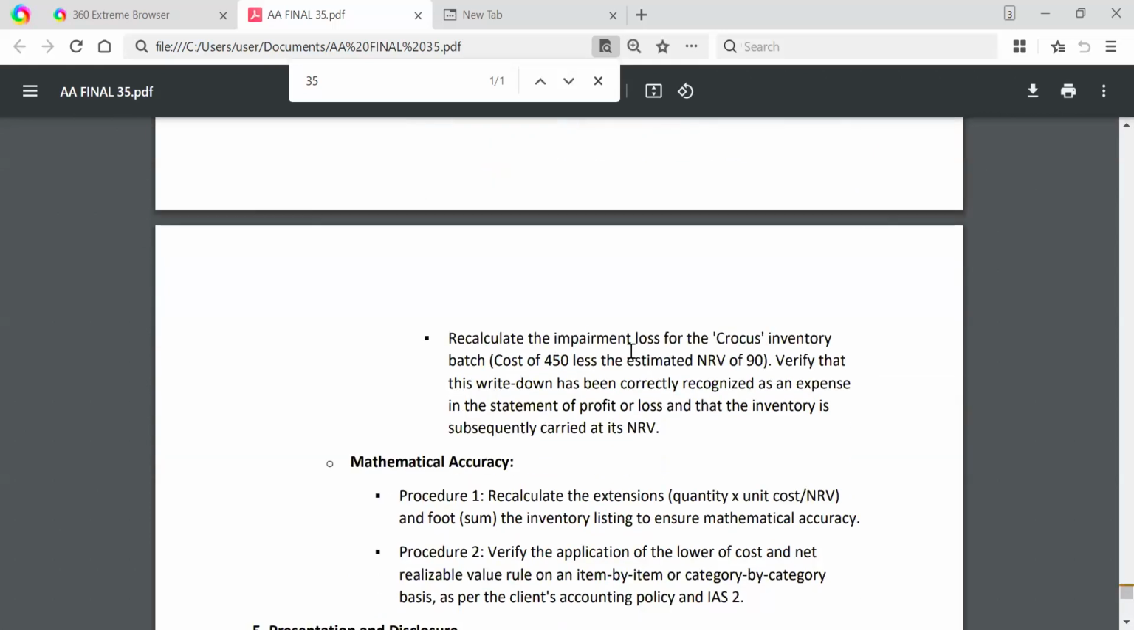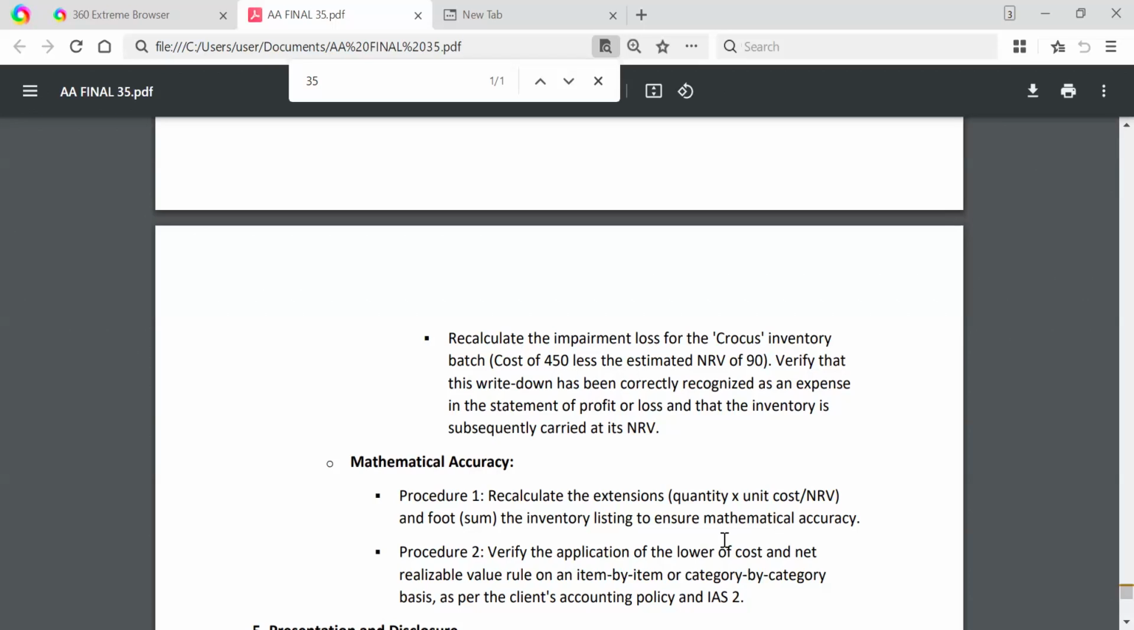Recalculate impairment loss for the Crocus inventory batch. Mathematical accuracy, this one we call casting. In audit, we call this casting, C-A-S-T-I-N-G. Recalculate the extensions, that is quantity times price, the net realizable value total, and foot, that is sum, the inventory listing to ensure mathematical accuracy. So basically, get the inventory listing. They have given you product X at 20, product this at 30, add. Cast this using normal Excel.